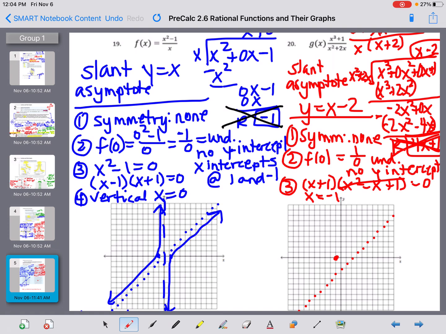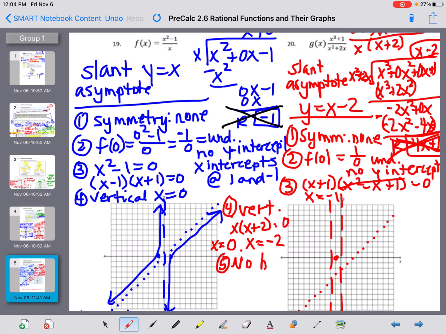For my vertical asymptote, that is my denominator, and I already factored that to x times x plus 2 equal to 0, so I get one at 0 and at -2. And remember, it's x equals 0 and x equals -2 because those are actual asymptotes. They're lines, so at x equals 0, x equals -2. And we already know there's no horizontal asymptote, because we have a slant one.